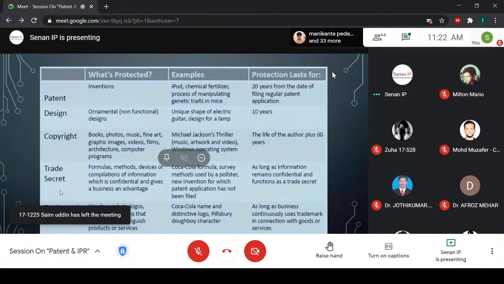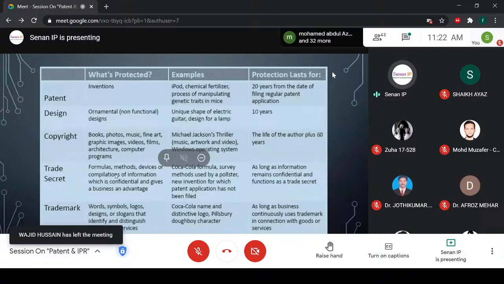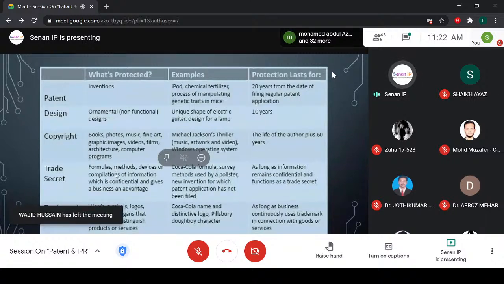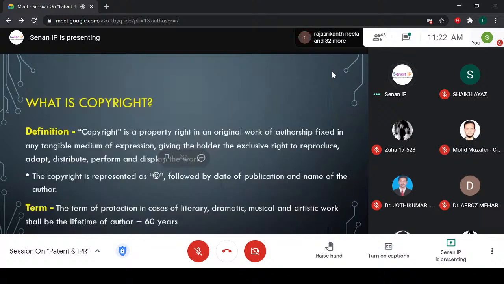Trade secret. For a trade secret, we can keep how Coca-Cola or Pepsi is manufactured. So this comes under the trade secret. Trademark is a word, symbol, logo, or slogan. So these can be filed under the trademark application.